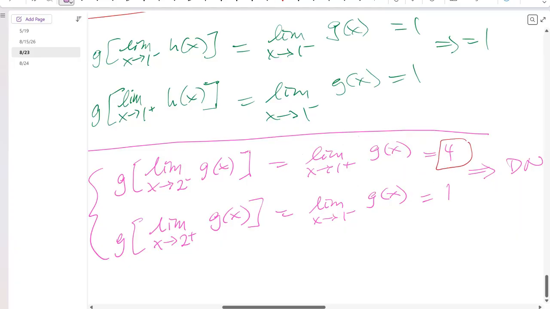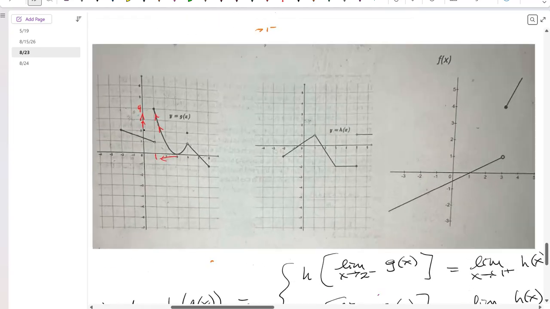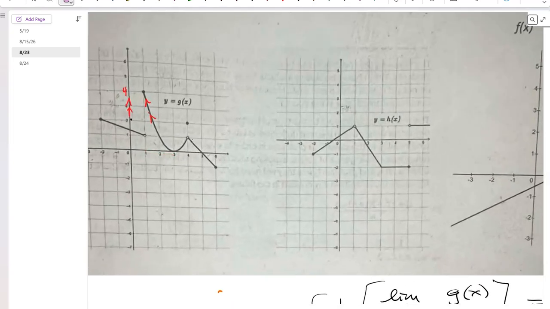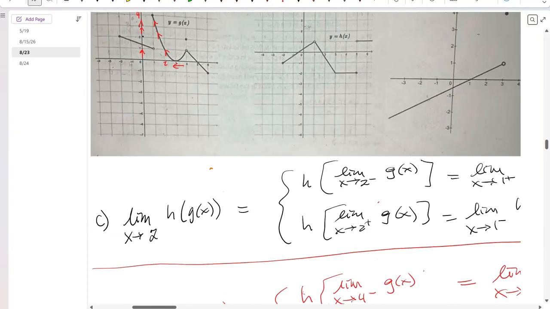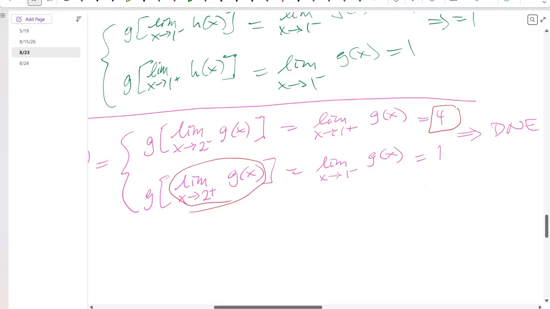Now, as x is going to 2 from the right of g of x, the limit as x goes to 2 from the right of g of x. So let's go back over there. 2 from the right, here's 2. 2 from the right of g of x, it looks like it's coming into 1 from the left. And so that's why I have down here 1 from the left of g of x.